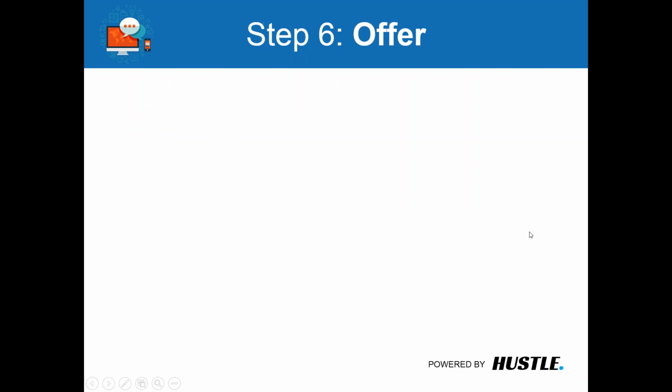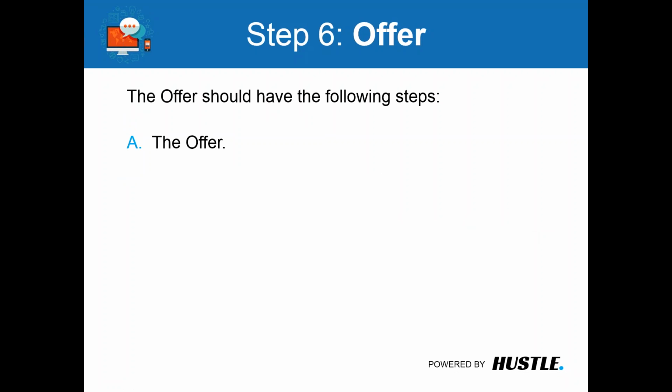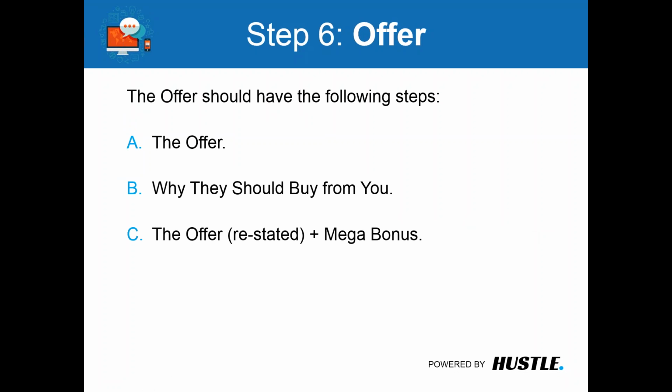Step 6, after a single slide transition perhaps, is the offer. The offer should have the following steps. Obviously, the offer, what you're offering. It could be a template, it could be a coaching program, it could be anything. And also why they should buy from you. Why do you stand out from the other ones? And also restate the offer again once you've told them your unique position for buying from you, plus a mega bonus. Guys, people love this.